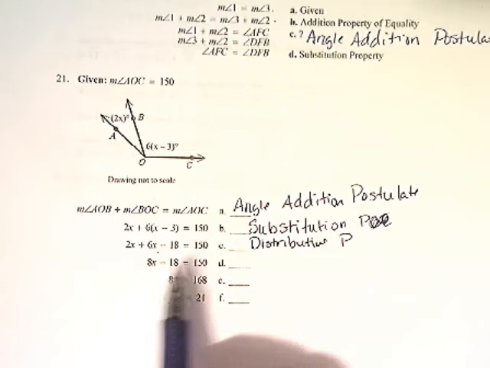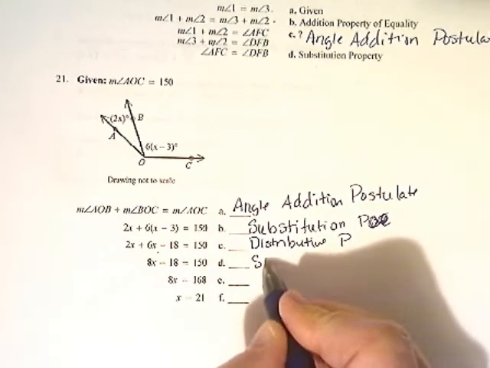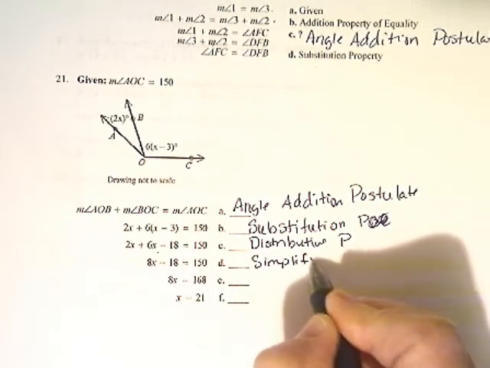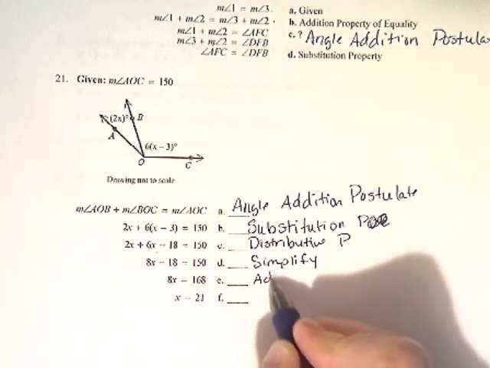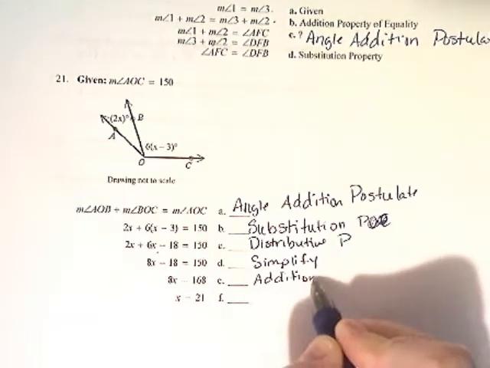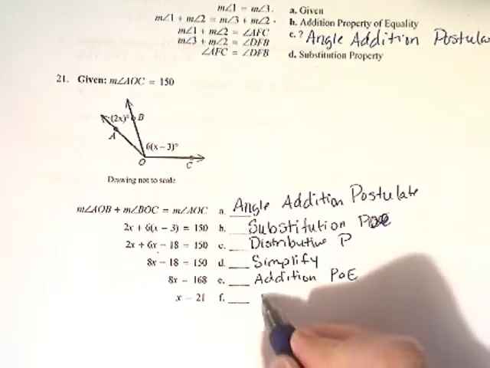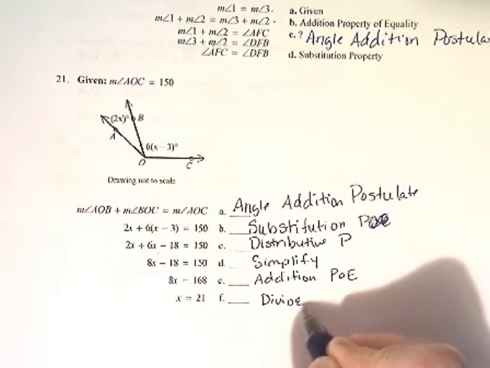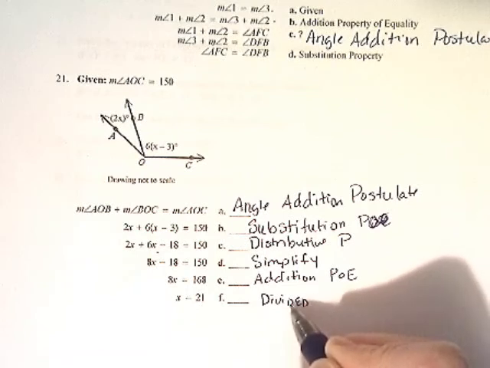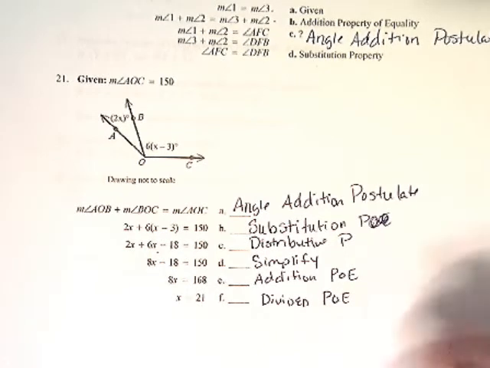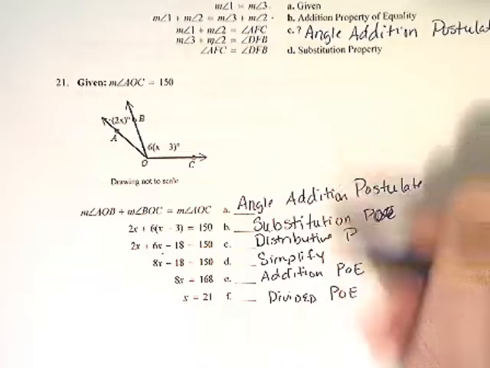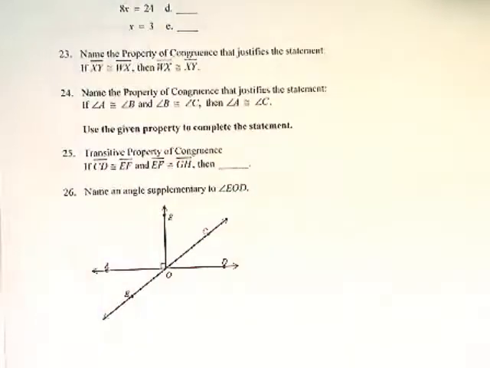The next thing we did was simplify. And then we added. And then we divided. Division, D-I-V-I, property of equality. I should have written division instead of divided, but these are your steps for 21.